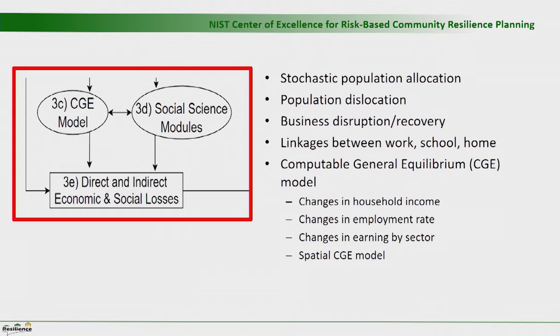And then stochastic population allocation, which allows us to take census data and take it down to the household level, so that we can then do the analysis at the household level where the socio-demographics are at play. And this leads directly into our population dislocation analyses, business disruption and recovery, and really all the linkages between work, school, and home.